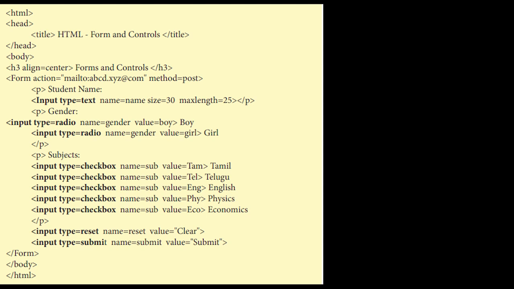Here also, in the same way we have seen in the previous coding, HTML head tag, title tag, and then the head tag they have closed, body tag, and inside the body tag first the heading is given as forms and control, and then form action is equal to the name they have given, method is equal to post. And then in the same way, like username, here they have given student name and the name, size and maximum length. And then next one, if you see, they have entered gender.